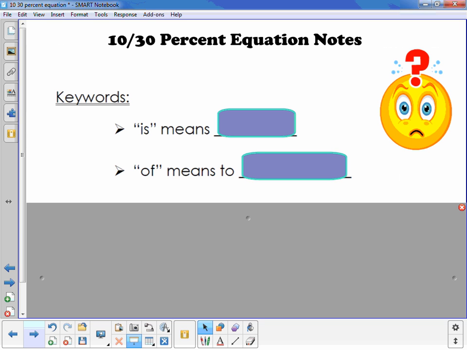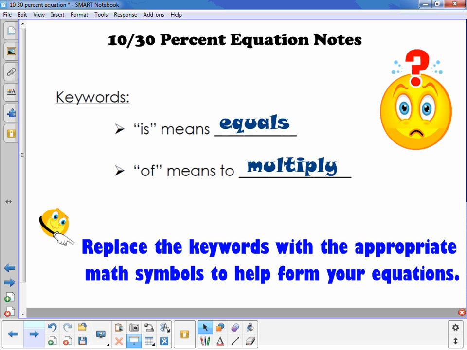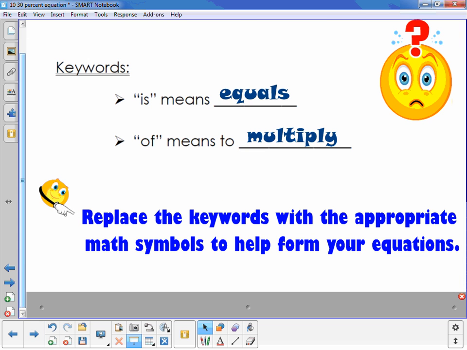Okay, yesterday we talked about solving percent problems using a proportion. Today we're going to solve them using an equation. So on every single problem we do today, in our notes and on our homework, you have to have an equation. So Mrs. Hunter is going to talk about the keywords. Same keywords from yesterday. We did it as a proportion, but again, you're going to need to do it as an equation. Is means equals, of means multiply. We've talked about this before, so this shouldn't be something crazy out of nowhere. Replace the keywords with the appropriate math symbols to help form your equations.